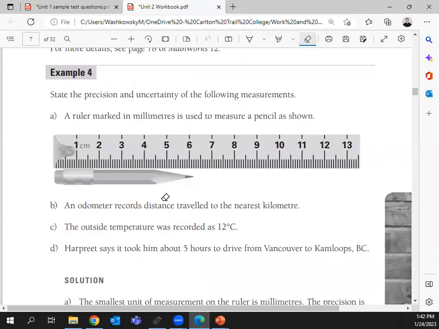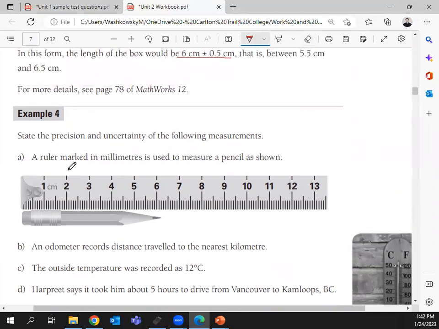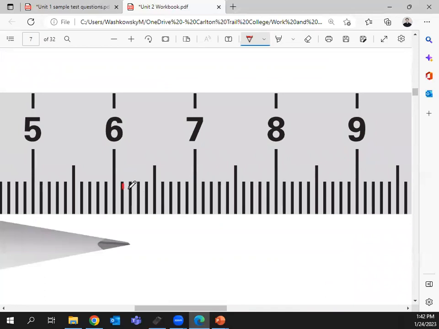So we have an example down here. What we have here is a ruler marked in millimeters, and it's used to measure this pencil. So what's the precision of this? What's the unit we're measuring in? Without looking at your paper, what's the unit we're measuring in? We're measuring in millimeters, right? If we look at this ruler, we can see that all these little dots in between are all the millimeters, right?